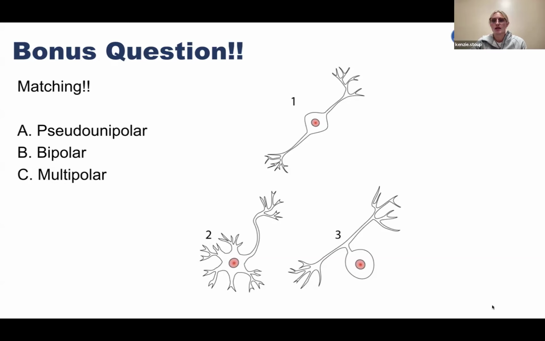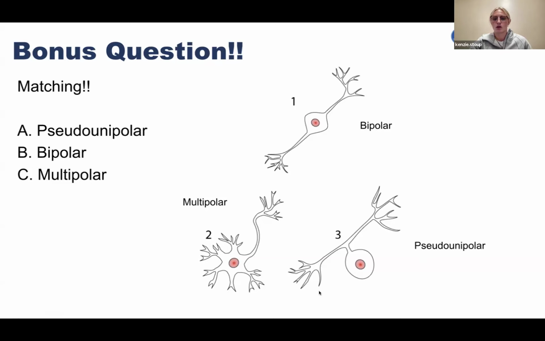Okay, so for the matching question in the chat here, A is going to be paired with 3 here, your pseudo-unipolar. You can see why it's called a pseudo-unipolar because it looks like it only has one branch here, but you actually have the one branch further branching into 2. So that's what the pseudo is for. And then B is going to be our bipolar here. You have one axon and one dendrite kind of going perpendicular to each other. And then multipolar is going to be here with our multiple dendrites.